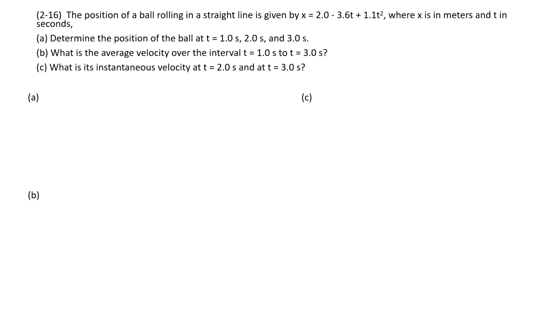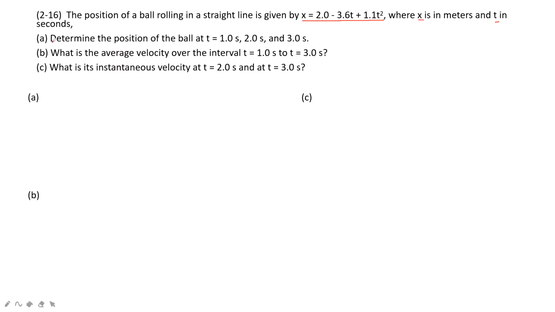Let's talk about the 16th problem in chapter 2. In this problem, it tells us the position function with time t. It looks like this one. And then it tells us the position x unit is meter and the time t unit is second. So meter and second are SI units, so we don't need to convert any units.